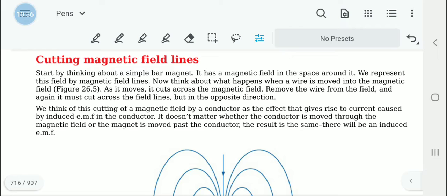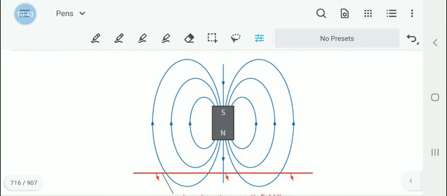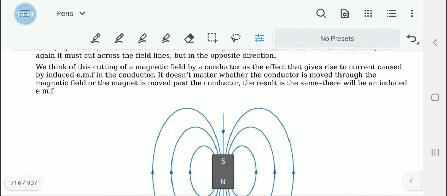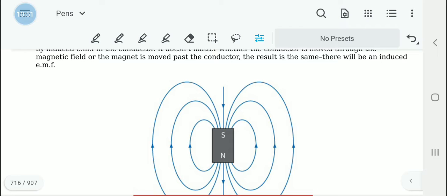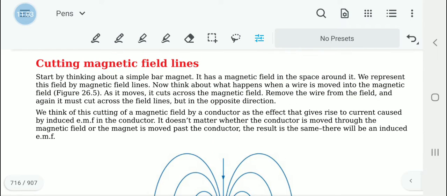Now, when you take a simple bar magnet, it has a field line like this. It has a field like this. Now also remember, this is just a plane view that we have shown. So this is a 3D object. So it has a three-dimensional aspect to it. That is also something that you must remember.